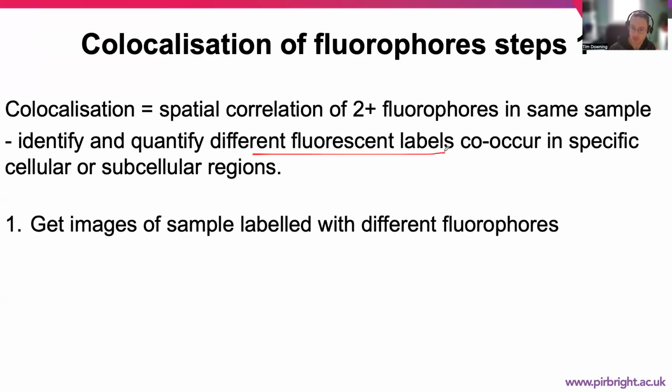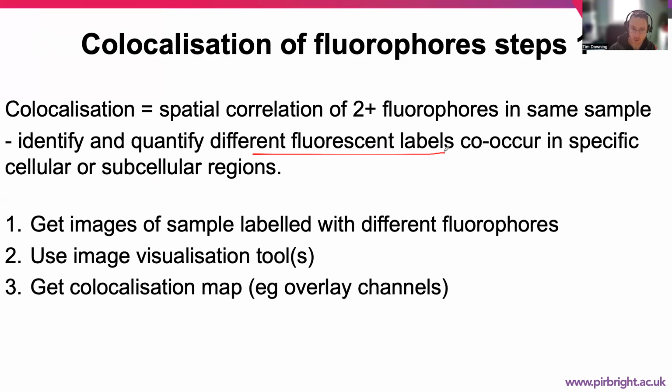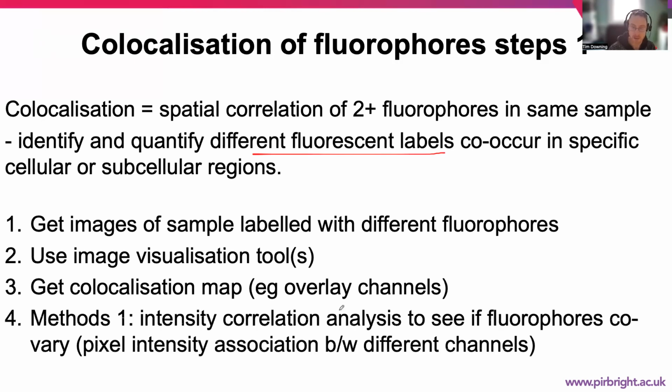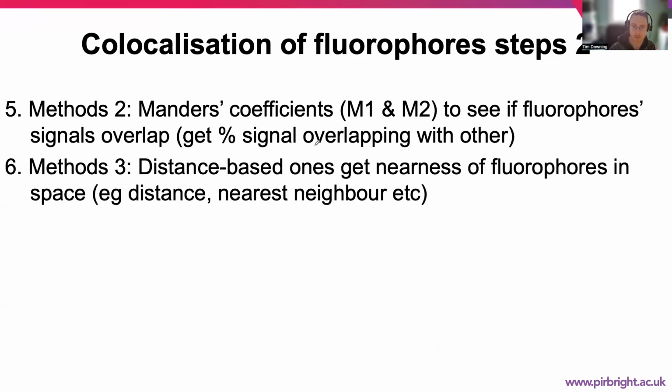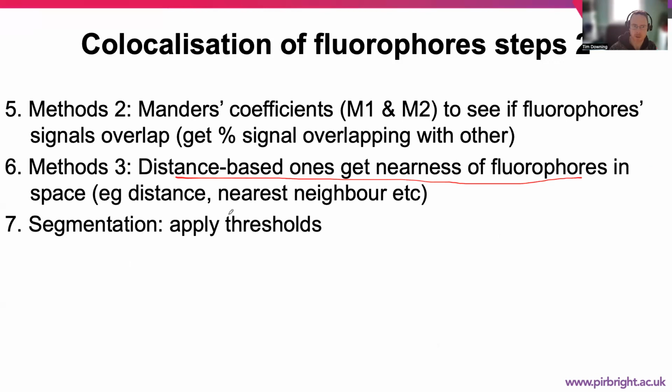So we get the images with those fluorophores, image them, get some sort of co-localization map, and then look at the intensity correlation to see if the fluors overlap, and that will use the correlation coefficients we talked about earlier. The first would be Manders' correlation coefficients, and then also the Pearson's correlation coefficients. We can also look at the proximity in terms of distance of the fluorophores, and there's a variety of ways of doing that. And we might need to think about how we apply thresholds that are relevant for our analysis there.